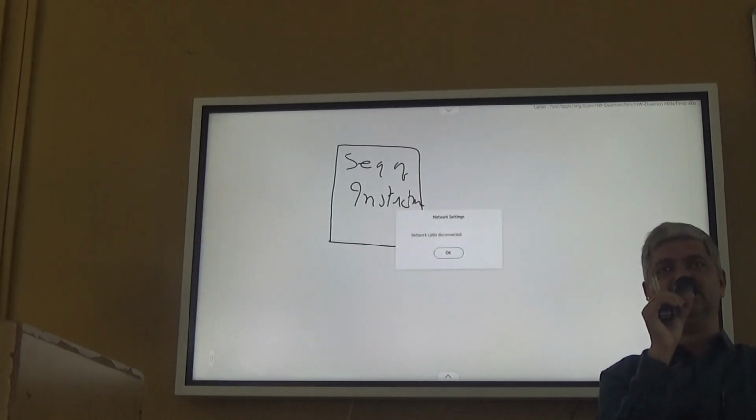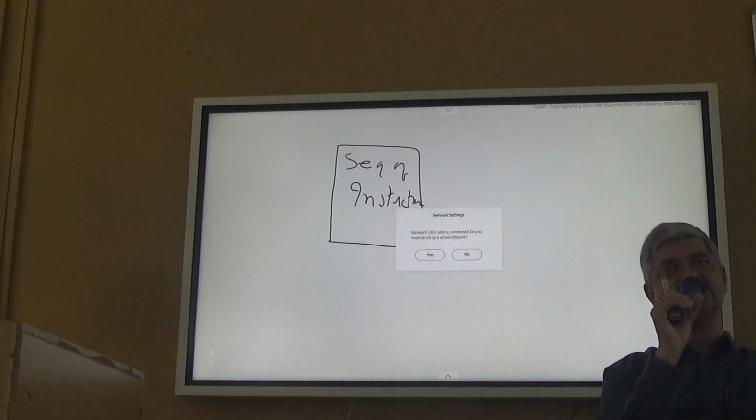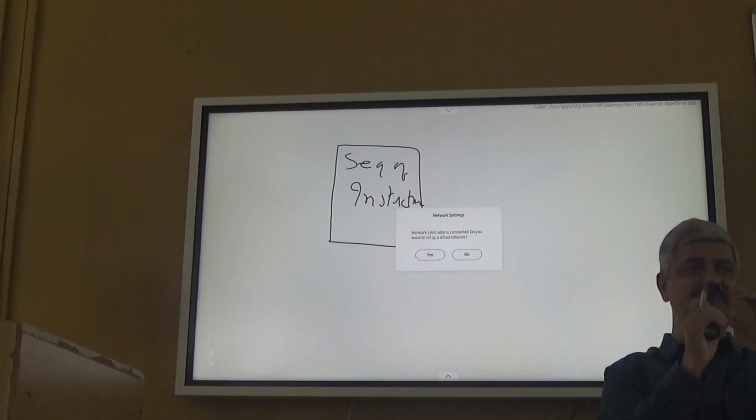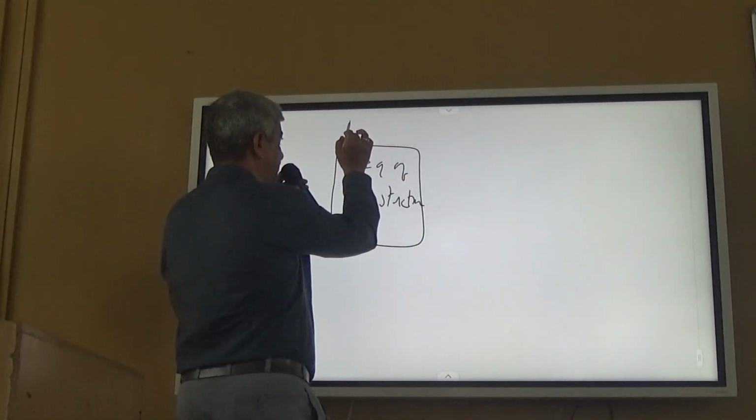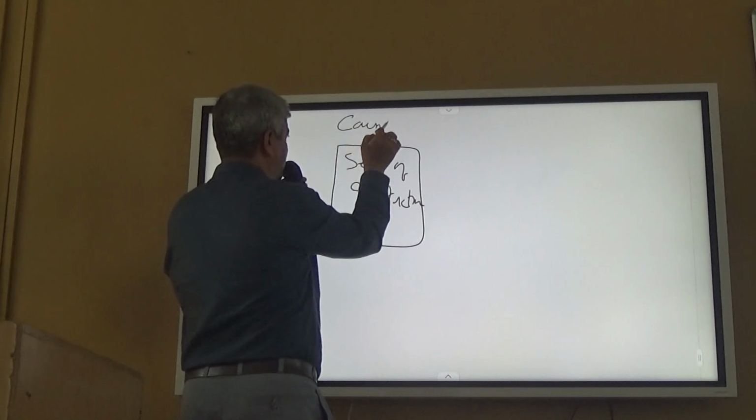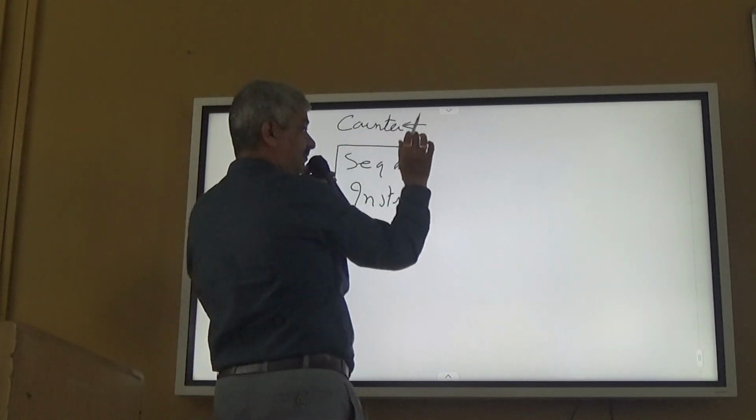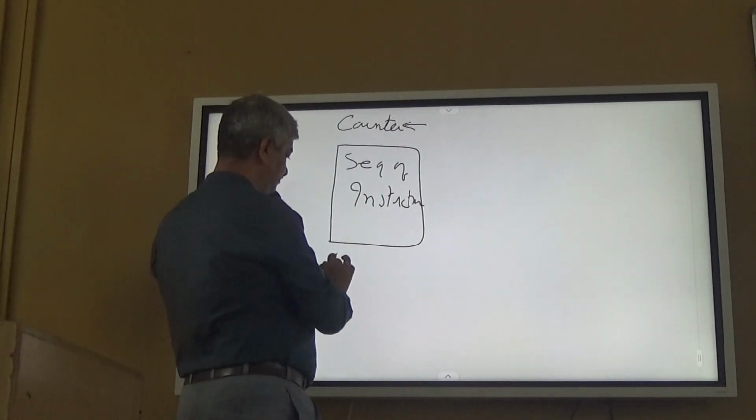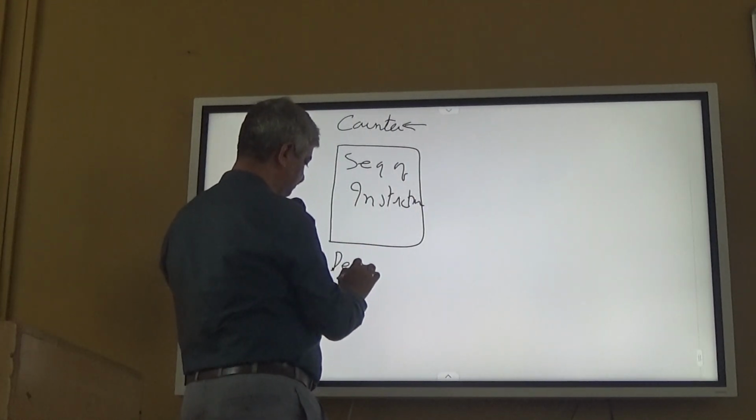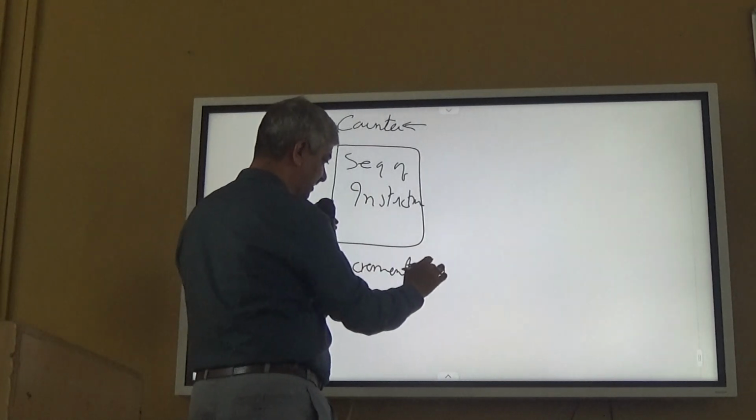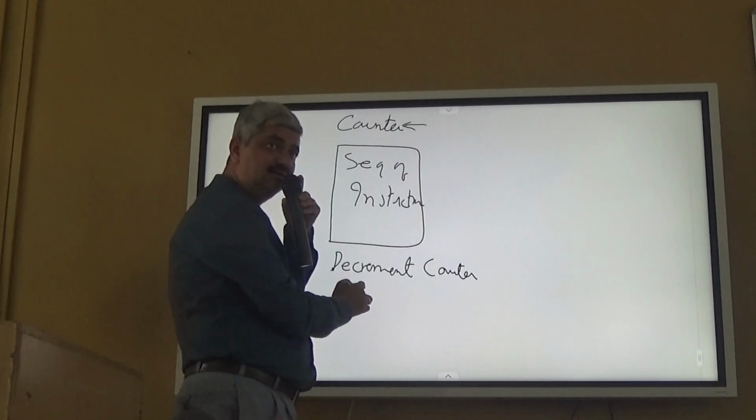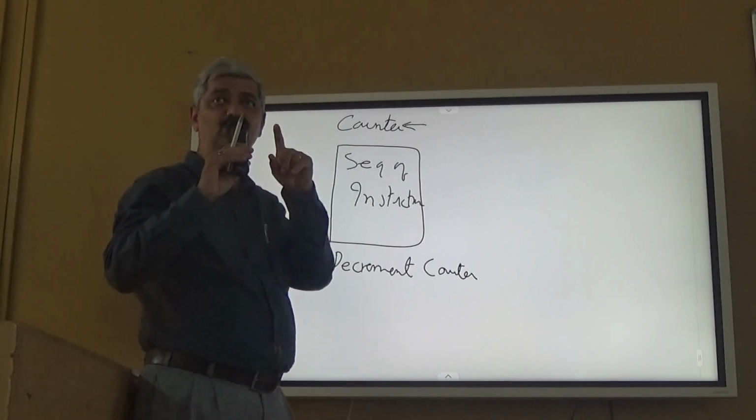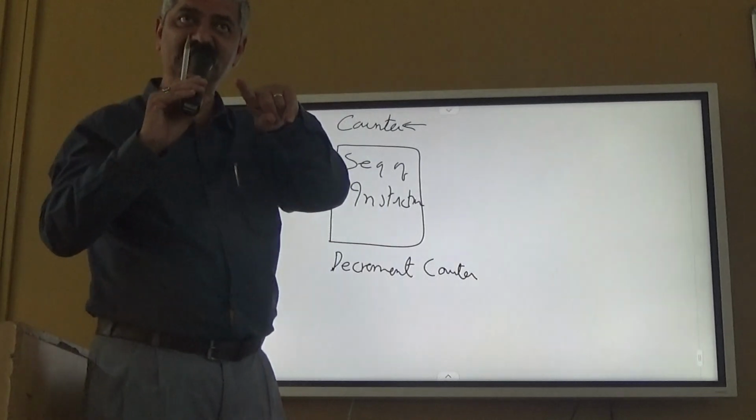We say it is donkey work. If it is to be done in a smart way, we take help of the concept of a counter. So we initialize the counter, then decrement the counter. Then what do we do? We check whether the counter has become zero.